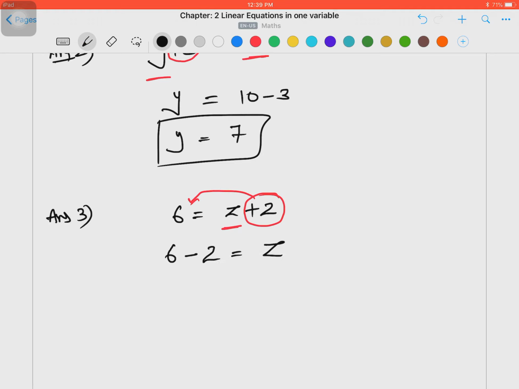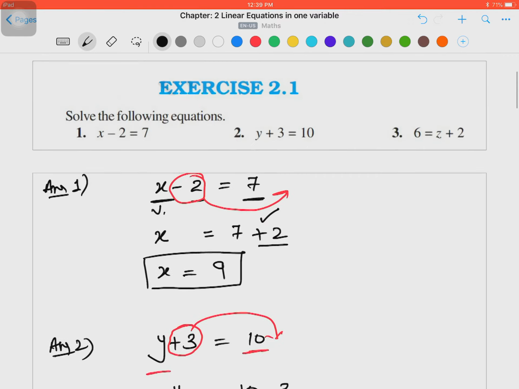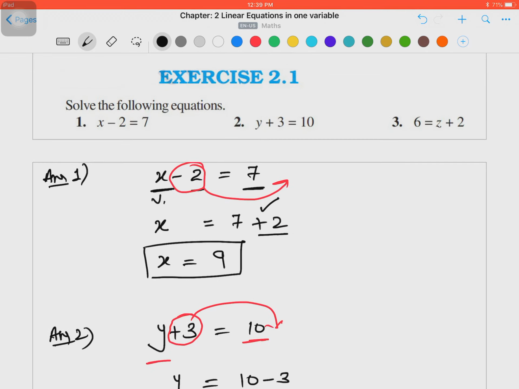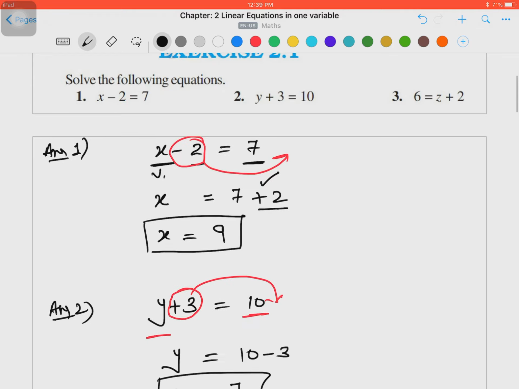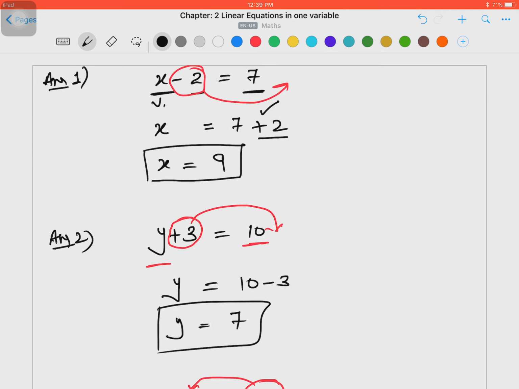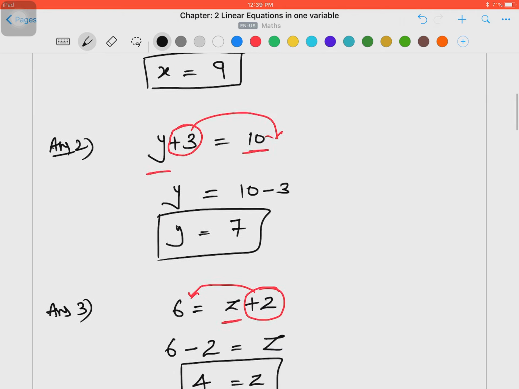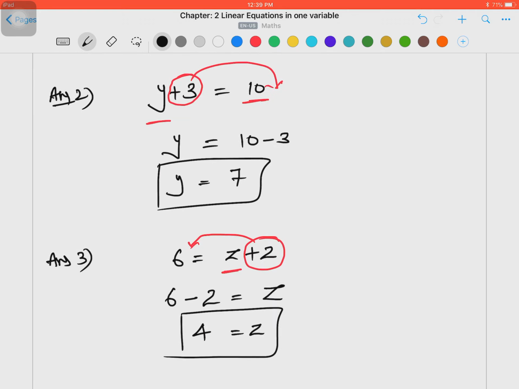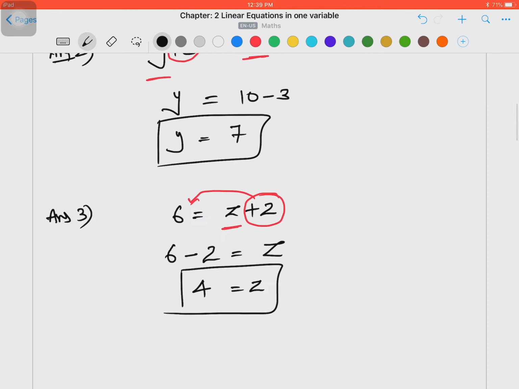Okay, so 6 minus 2 is 4, equals z. So this is the solution of this equation, z equals 4. So that's how you can solve any given linear equation in one variable. We'll keep all the variable terms on one side and shift the non-variable terms onto the other side by reversing their sign from plus to minus or minus to plus. Then by doing the addition or subtraction, you will get the required answer.